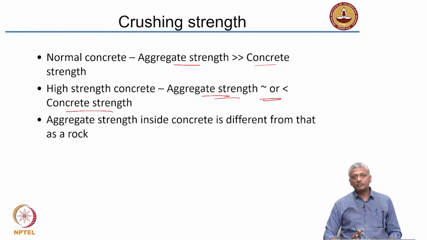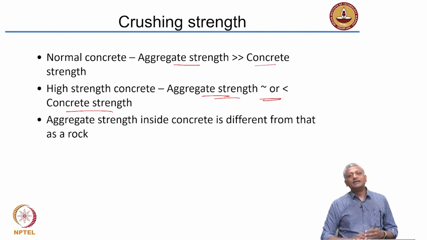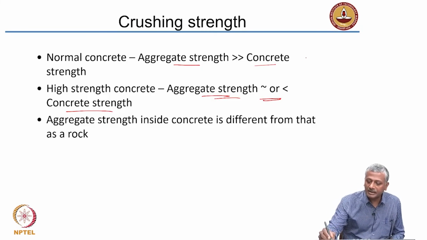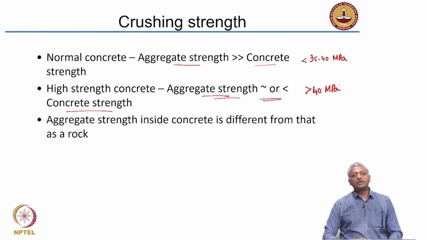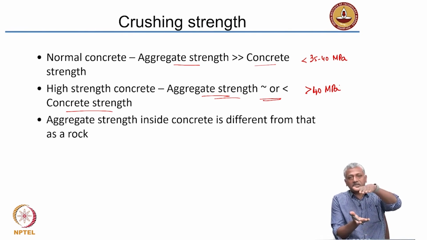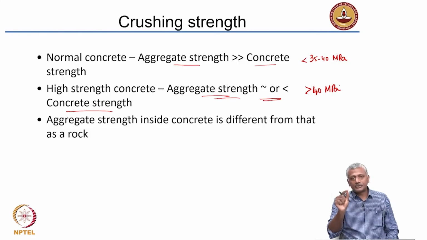So, once you break a normal concrete, what will happen? Those of you who will do this experiment later will see that when you break a normal concrete, let us say of strength less than 35 to 40 megapascal, when you break the cubes in compression, you will see that the failure crack goes around the aggregate, indicating that the failure has started in the interface between the paste and the aggregate. Whereas in high strength concrete, the interface is strong, so you will see the crack goes right through the aggregate.